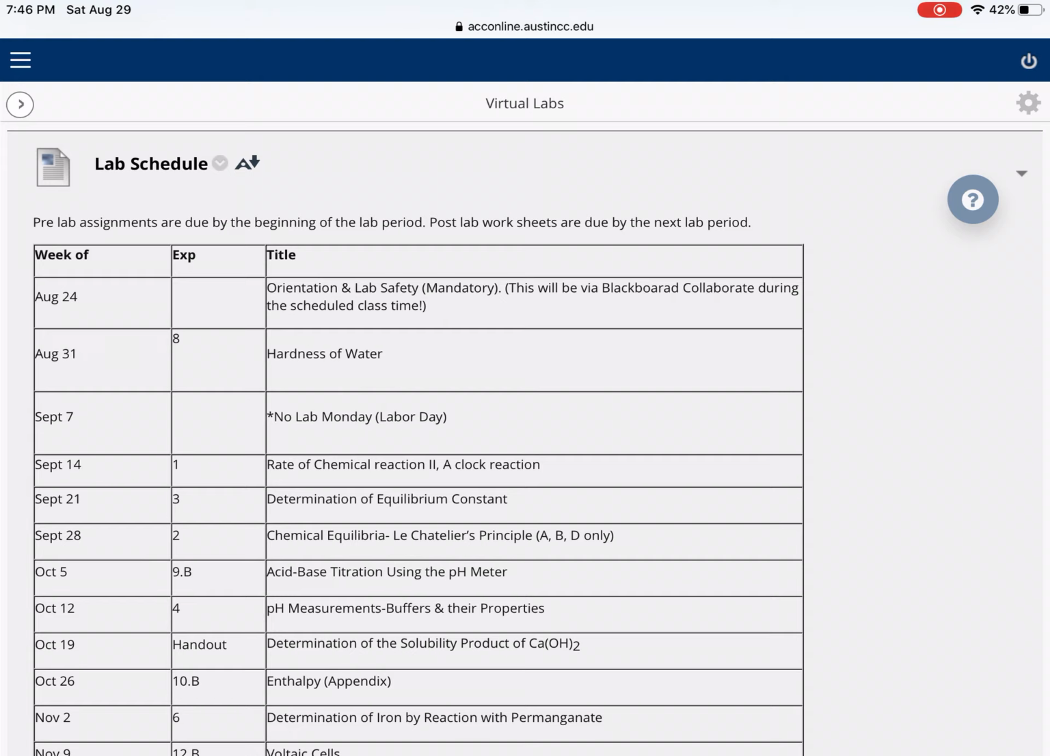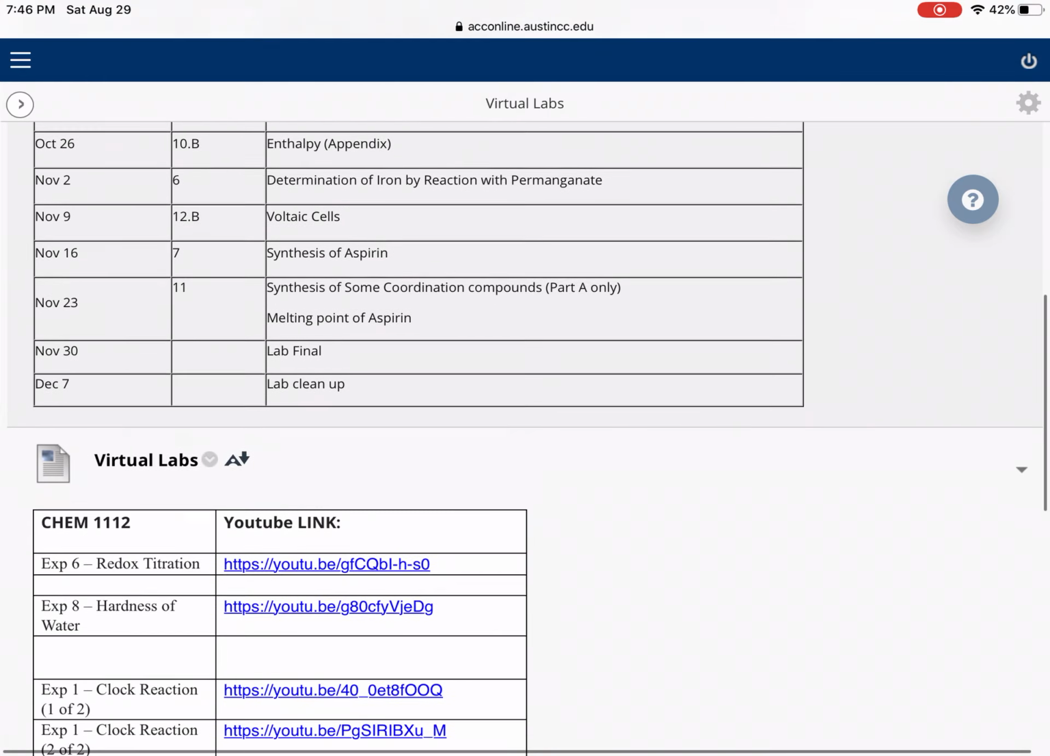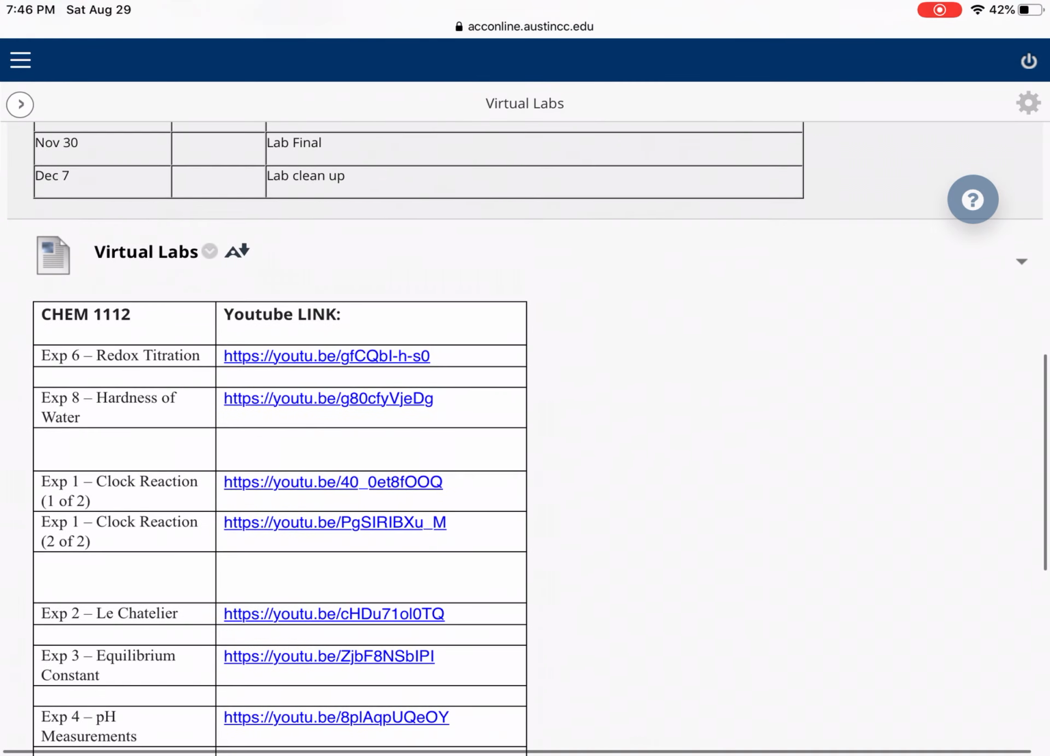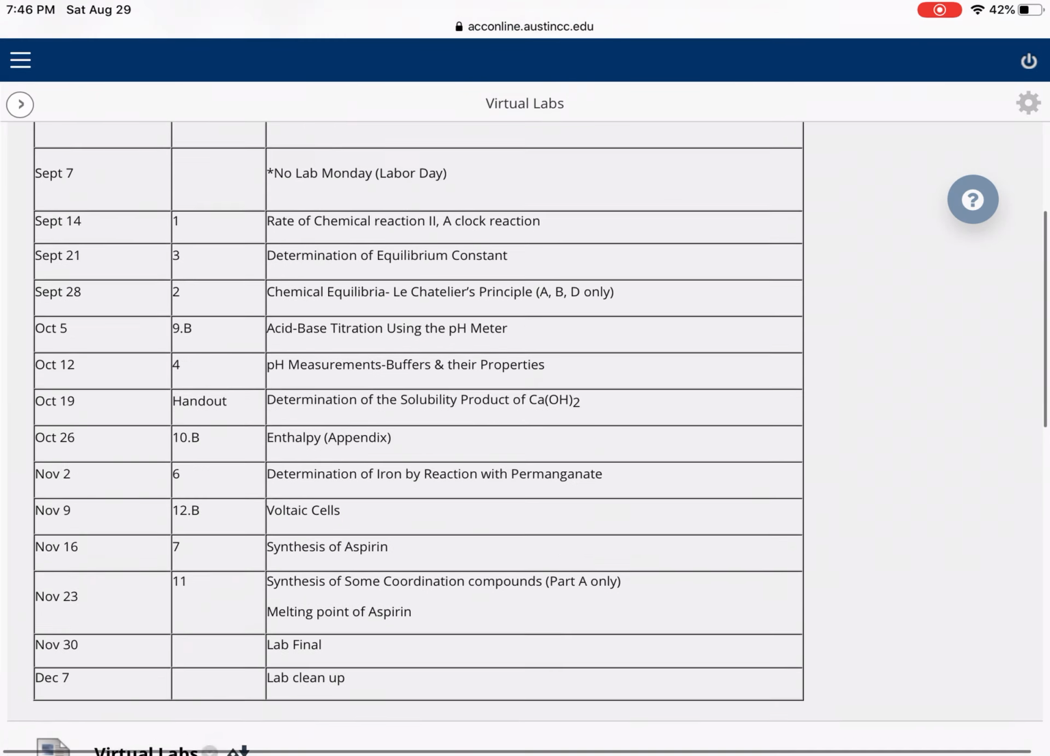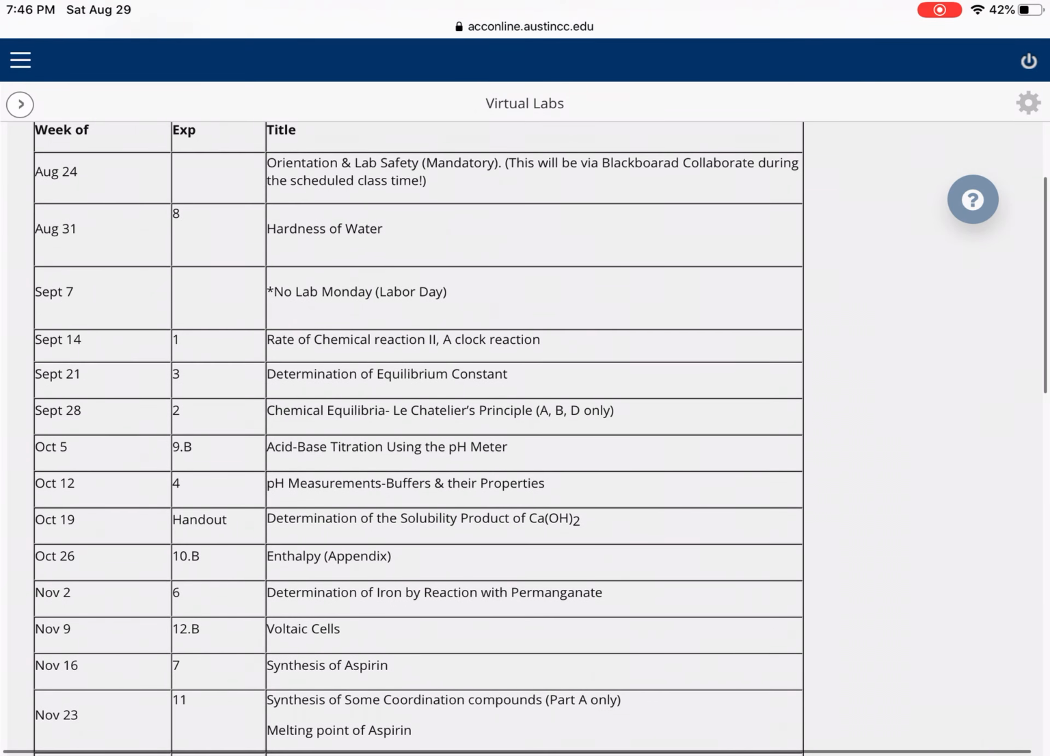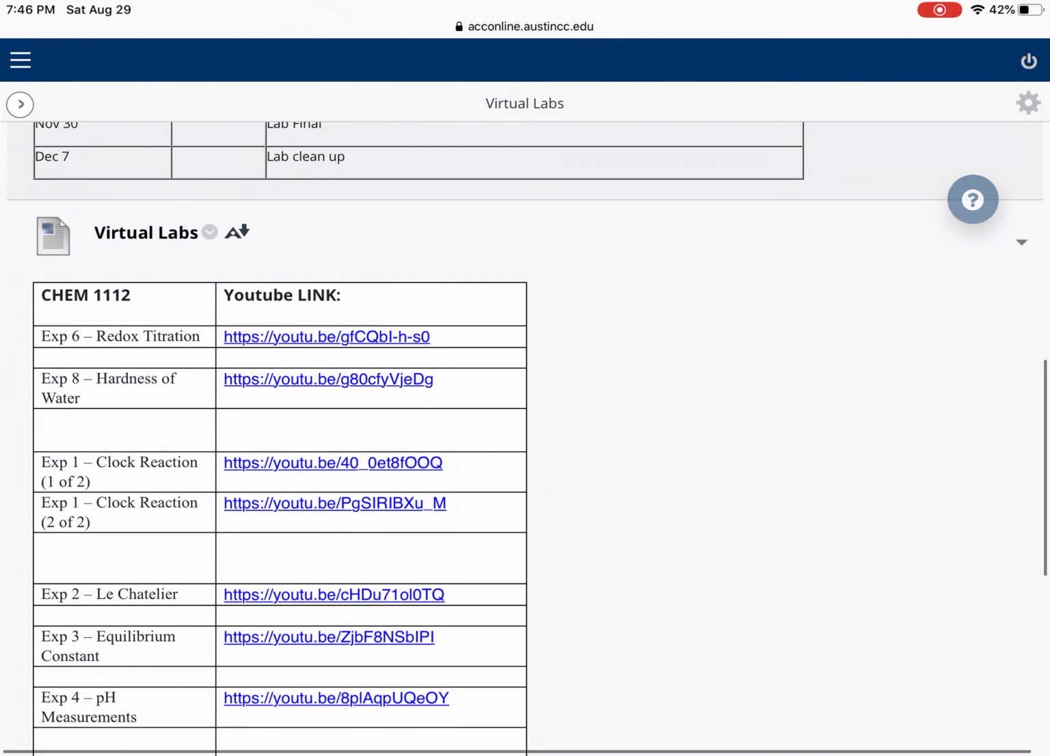So the next week we are doing hardness of water experiment 8. Okay, always you can refer to this schedule to see which experiment you are doing, and over here you can see the YouTube videos, the virtual videos for that particular experiment. And you look up the experiment number, experiment 8, August 31st. And then you find your experiment 8, which is going to be your hardness of water. And if you click this YouTube link, it will show you how the experiment is being done.